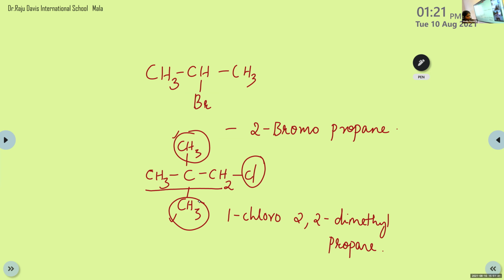Okay. This is clear? Ma'am, why are we writing 1 chloro 2? Here the position of this carbon is 2, right? So to represent the position of these two alkyl groups, the CH3 group and CH3 group, we will write 2, 2. There are two substituents, right? So just show the position of these two substituents. We will write 2, 2. Then two methyl groups, so dimethyl. Then the parent chain, it is propane. Clear? Yes, ma'am. Okay.